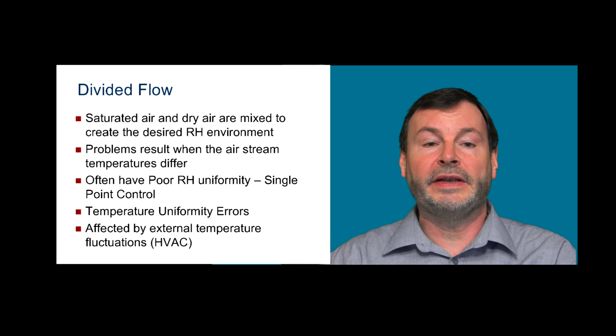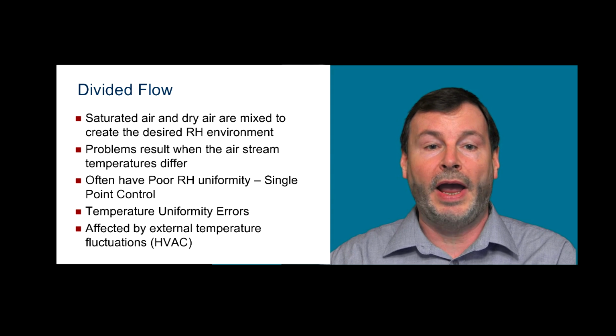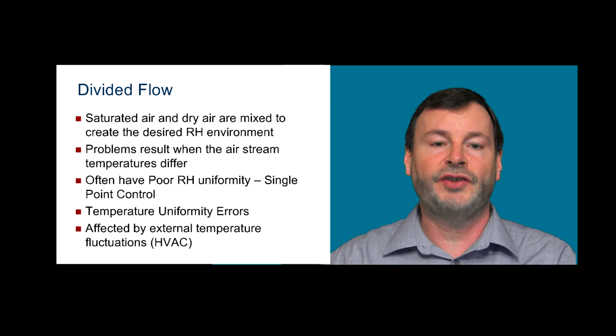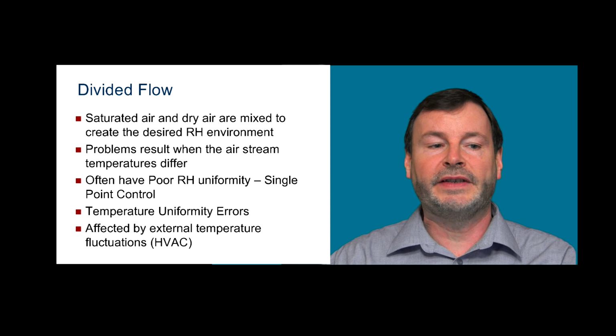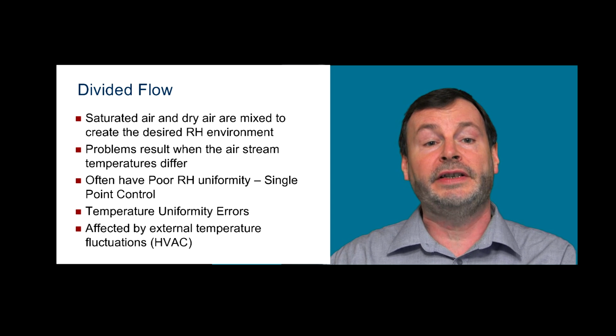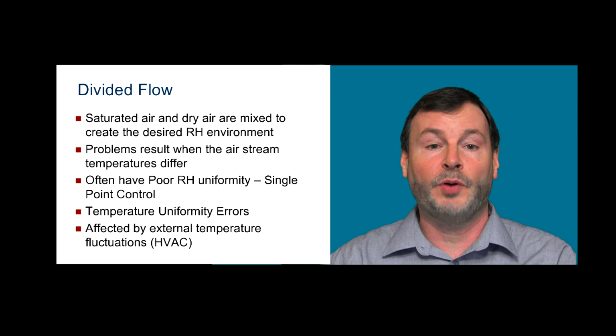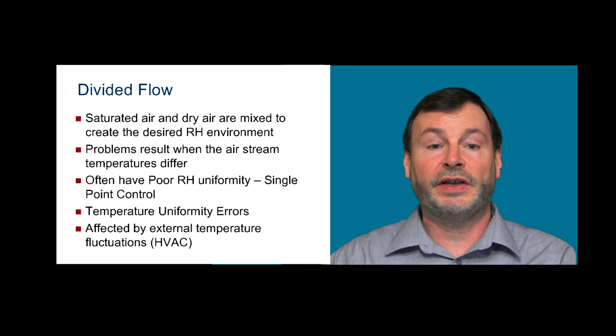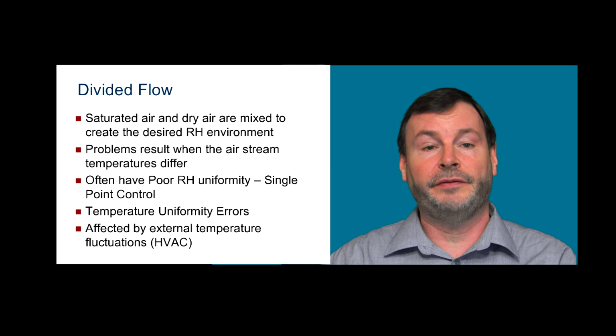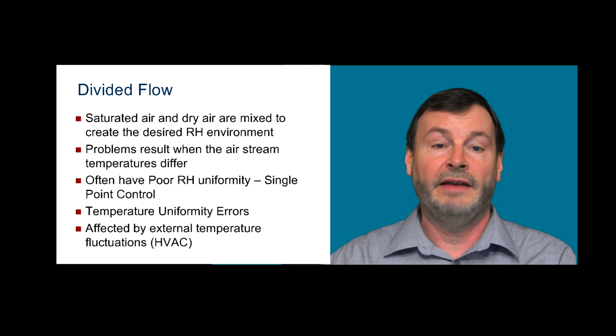Now, the problem is that the temperature of the 2 air streams is typically different. And it's not hard to imagine very dry air may have different temperature than very wet air. And the result is that we will not have good temperature nor good humidity uniformity when the 2 mix. So this can be a problem when we're trying to get good uniformity within the chamber. Chambers can also be affected by the external temperature fluctuations typically present when the HVAC kicks into either cool or heat. Another method that is occasionally used for humidity calibration is saturated salts.